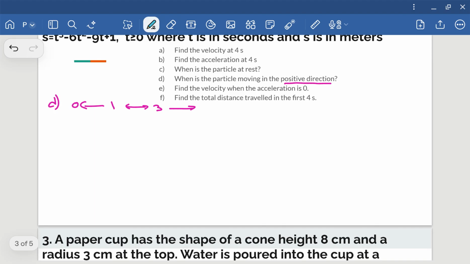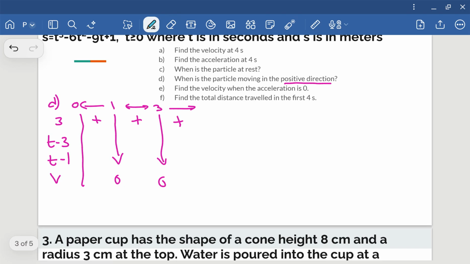So we are looking at our 3 factors. So we have the value of 3, we have t minus 3, and we have t minus 1, and we want to take that into consideration with our velocity. So we know that at the value 1, it's 0. We know at the value 3, it's 0. Now we want to look at the numbers in between. So 3 is a positive number, so that's always positive. If I look at the factor t minus 3, if I plug in a number less than 1, we are going to get a negative value out. If I plug in a number between 1 and 3 for t, we also will get a negative number out. If I plug in a number bigger than 3, we will get a positive value.